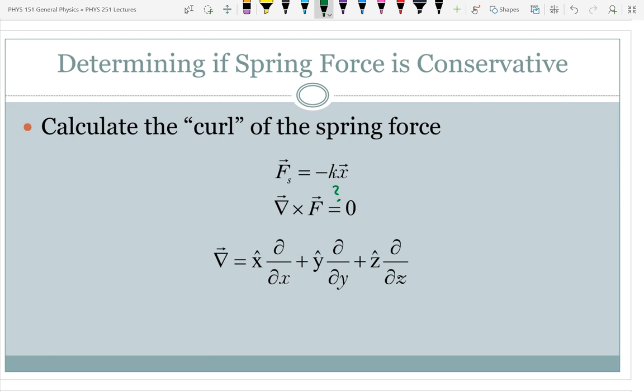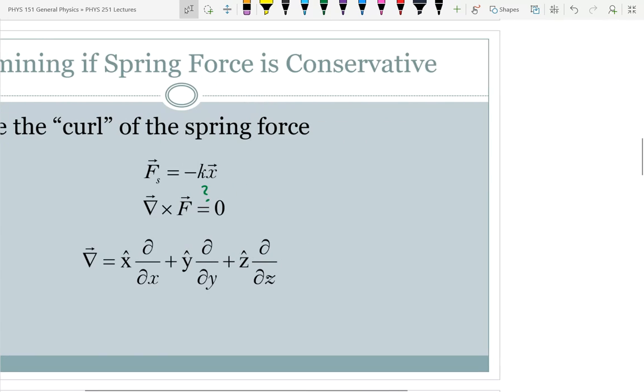And then here's the gradient. So del cross F. You guys have experience with cross products? Okay. I have found that cross product work can be confusing to people. Here is the way we do a cross product. We do a determinant, x hat, y hat, z hat for the top row.